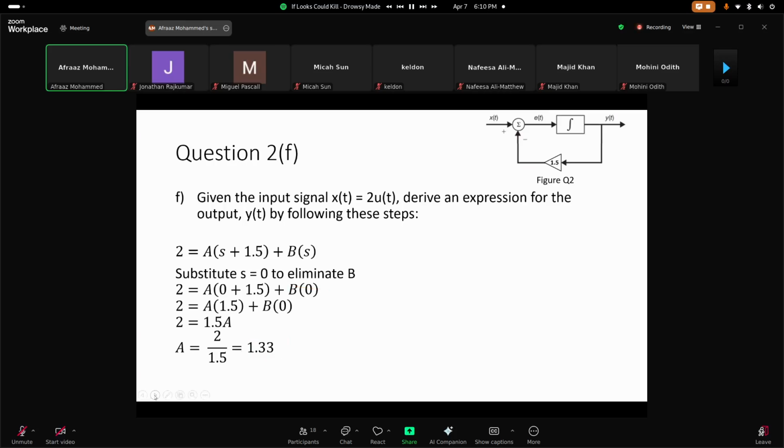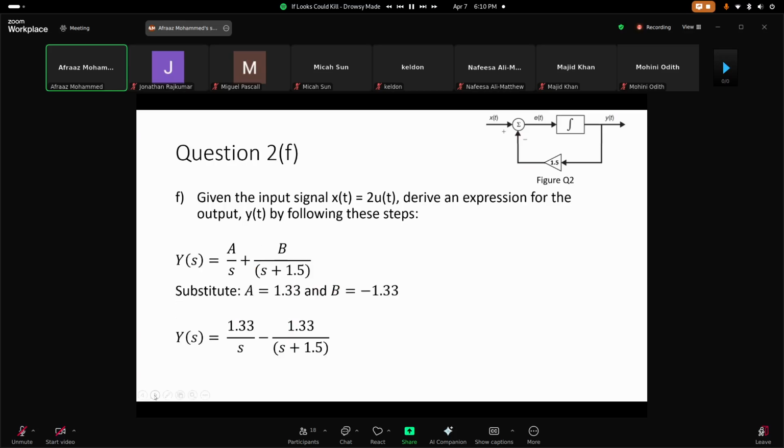Now we have the values for A and B. We can substitute that to give you Y(s). So Y(s) is equal to 1.33 over s minus 1.33 over s plus 1.5. And that will be the end of your part 3 here, which is the partial fraction decomposition of Y(s).